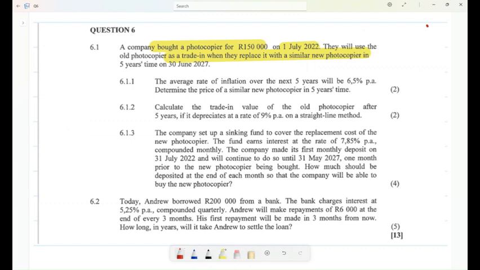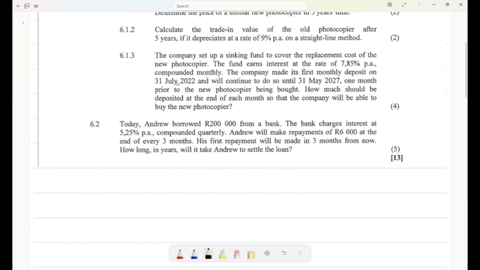Now let's answer. The average rate of inflation over 5 years will be 6.5% per annum. Determine the price of the similar new photocopier in 5 years. Remember I said if it was 5 rand, it's going to increase to 8 rand, right? So I'm expecting here for 6.1.1, I'm expecting my price to increase due to what? Due to inflation.